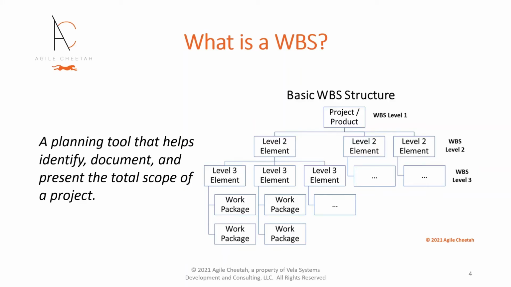As a quick introduction for the uninitiated, I'll define the two artifacts. A WBS is a traditional project management planning tool that helps identify, document, and present the total scope of a project, as well as tie project scope to project resources and schedule. It decomposes project scope across a hierarchical tree of elements that represent 100% of planned work and deliverables for that element. Child elements collectively represent 100% of the scope represented by their parent.